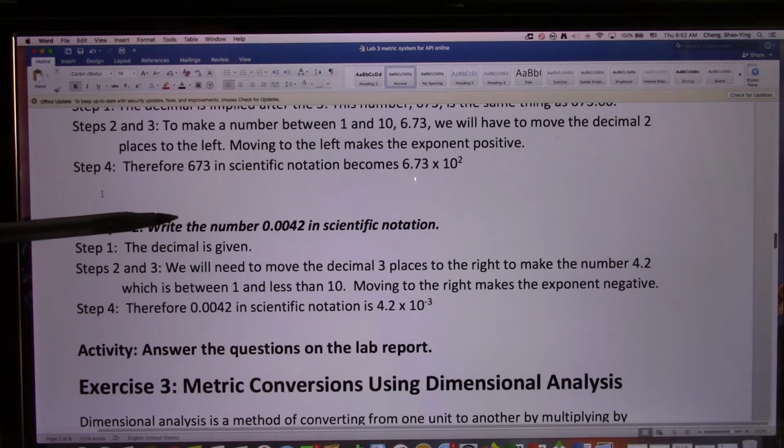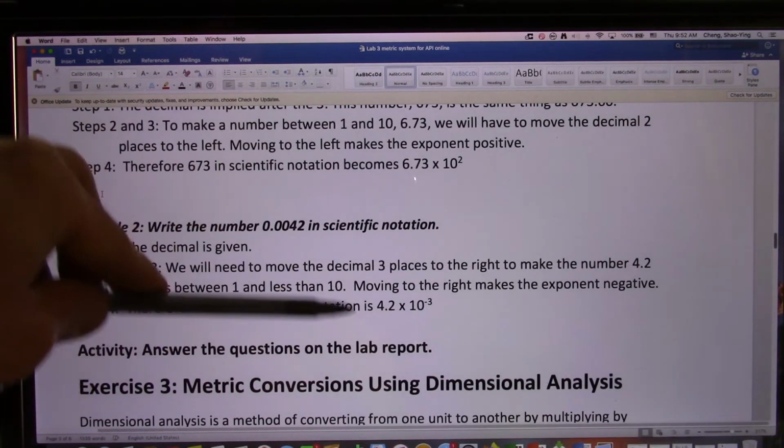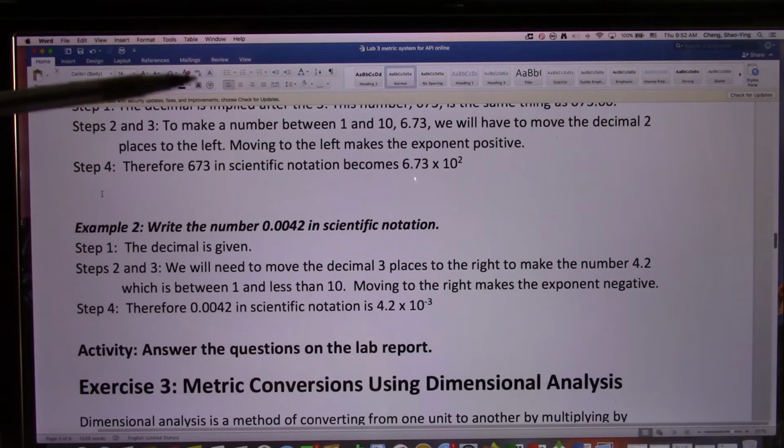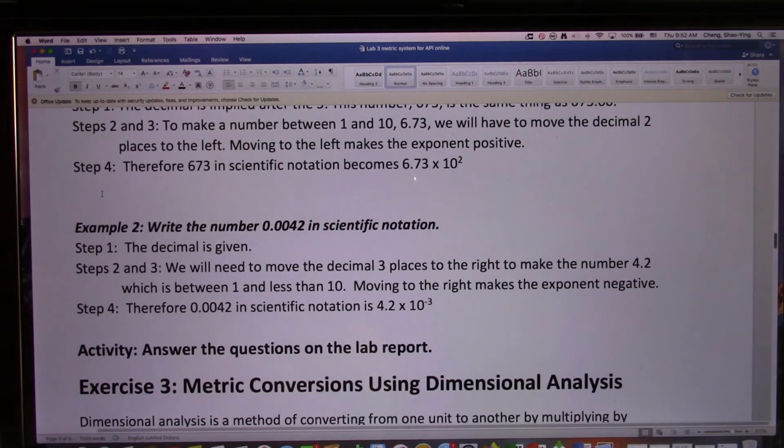In this case, no matter how big or how small the number is, we can always put it into a small space and do the scientific notation. So remember, every time you walk to the left, you plus 1, you walk to the right, you minus 1.